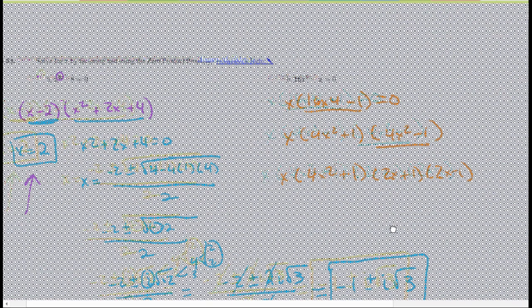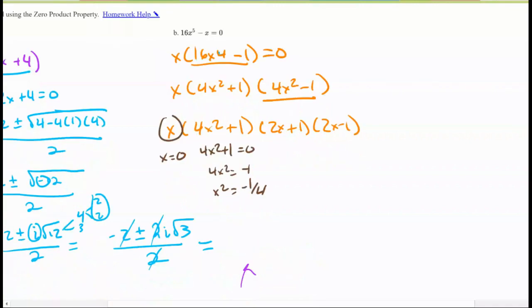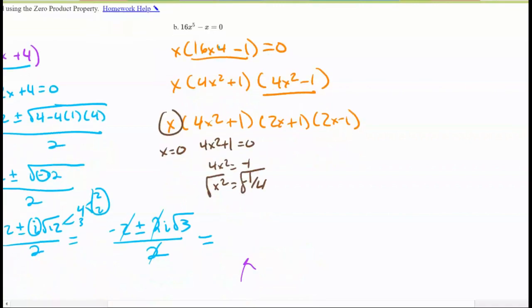So first solution, x equals 0. Then 4x squared plus 1 equals 0. Take the square root of both sides here, and I get x equals square root of negative 1 over the square root of 4, which I'm going to have i in my answer because of the negative. So x equals plus or minus 1/2 i.